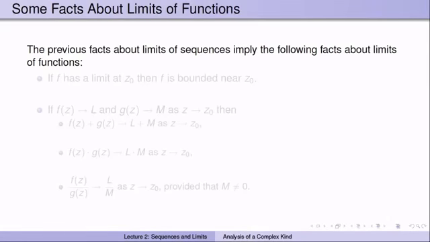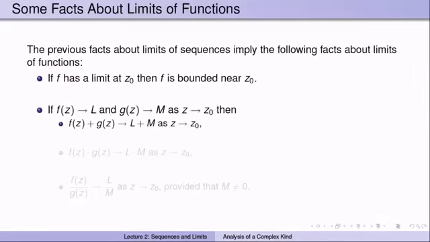The previous facts about limits of sequences imply similar facts about limits of functions. I'm just going to very quickly list those, and I'll remind you of those facts when we need them. If f has a limit at z0, then f is bounded. That's just like a sequence that converges needing to be bounded. If a function f approaches a limit L, and a function g approaches a limit m, as z approaches z0, then the sum of the two functions approaches L plus m. Or the product of the functions approaches the product of the limits, and the quotient approaches the quotient of the limits, provided you're actually allowed to divide by the denominator. You can't be dividing by 0.